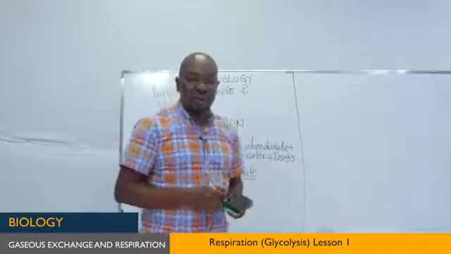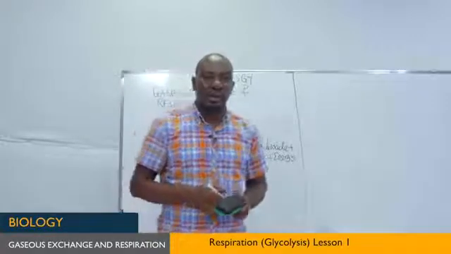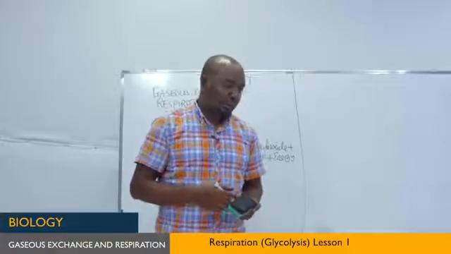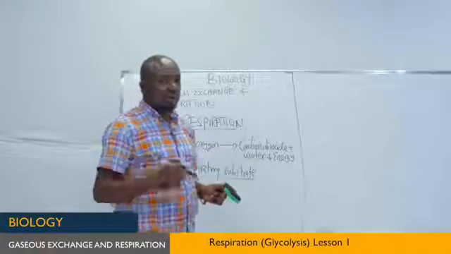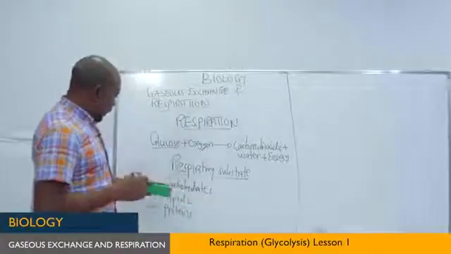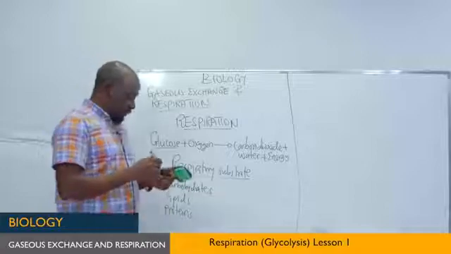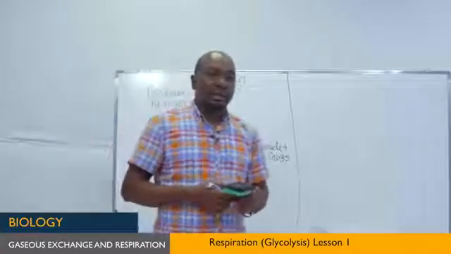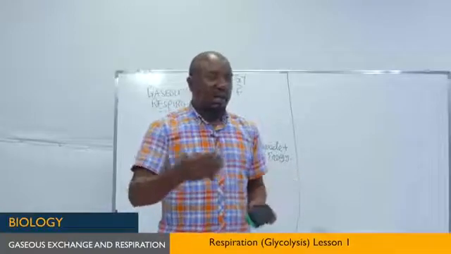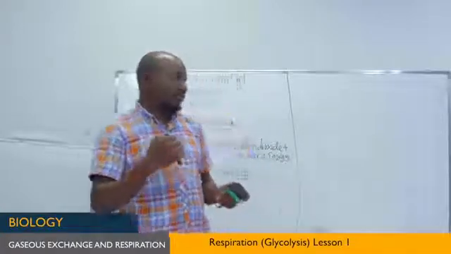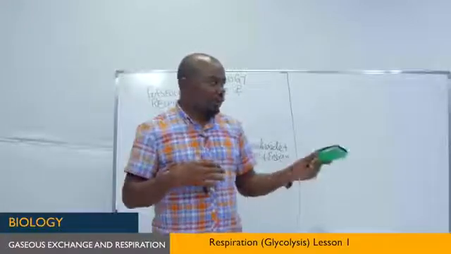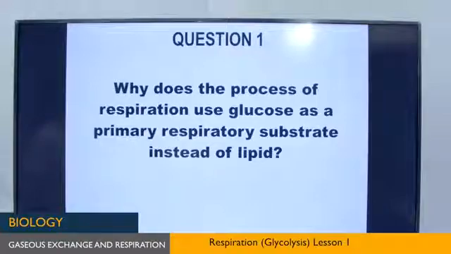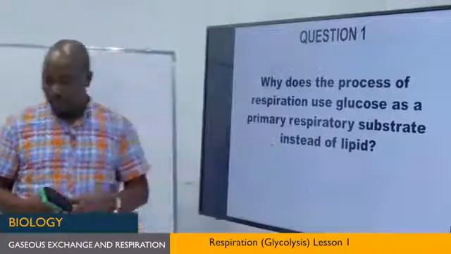The others are not used as respiratory substrate because they are not organic. They are mineral food substances, such as water and mineral salts. So the carbohydrates, lipids, and proteins are not respired randomly. They are respired in preference to the others. Then let us see this question. Question number 1 reads as follows: why does the process of respiration use glucose as a primary respiratory substrate instead of lipid?